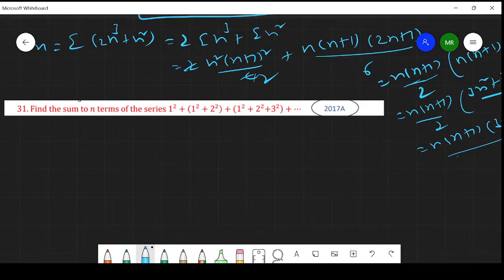And there are 2 more problems. It takes almost 10 to 12 minutes. I am going to complete the session. Now you can see.